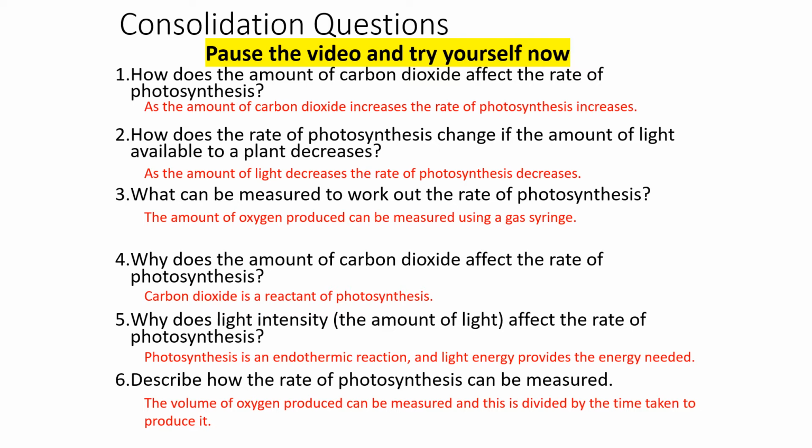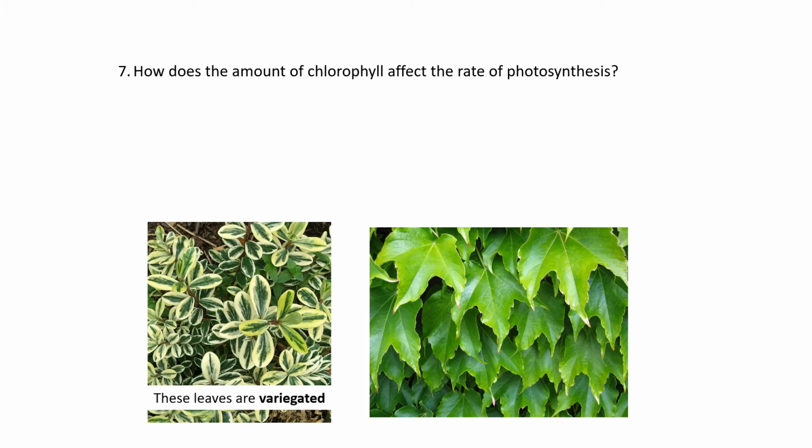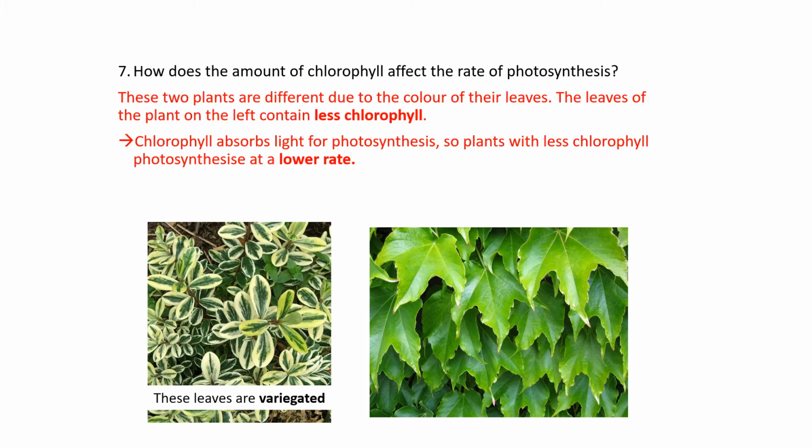Let's move on now. How does the amount of chlorophyll affect the rate of photosynthesis? These two plants are different due to the color of their leaves. The leaves of the plant on the left contain less chlorophyll. Chlorophyll absorbs the light for photosynthesis, so plants with less chlorophyll photosynthesize at a lower rate. So you can say the amount of chlorophyll affects the rate of photosynthesis.